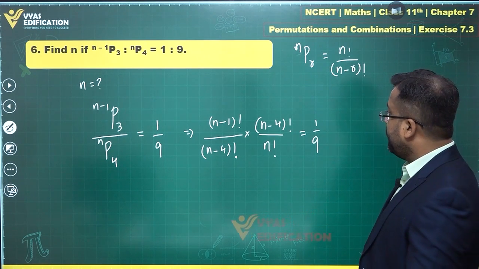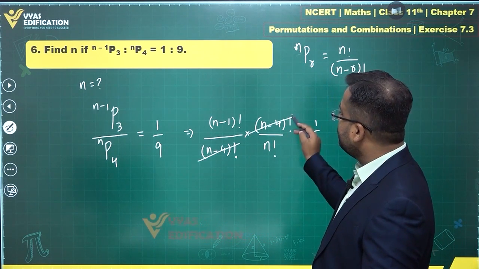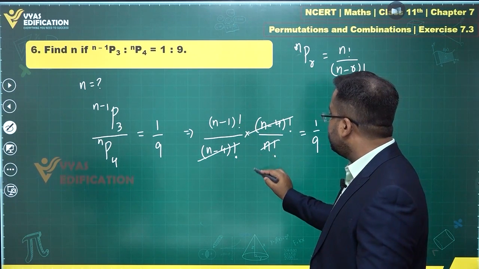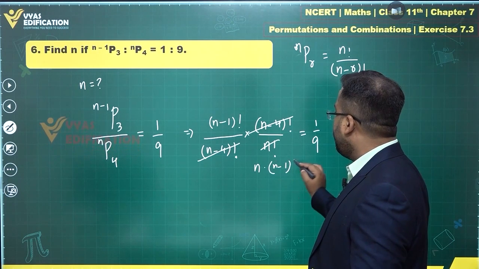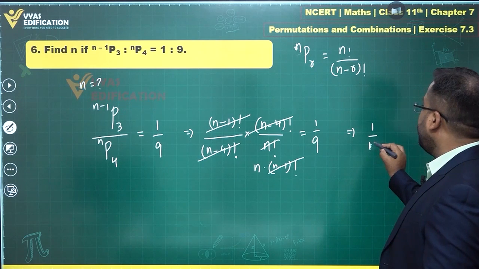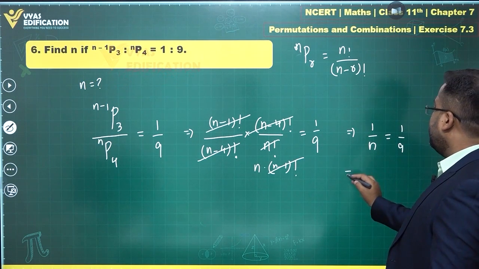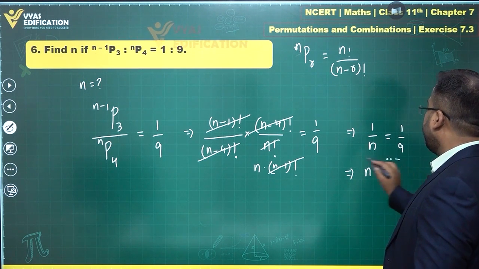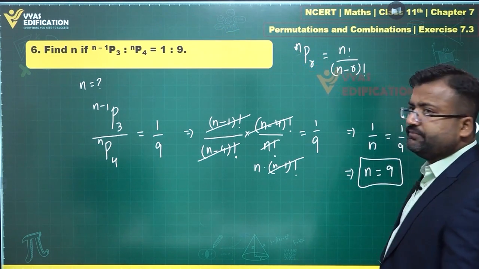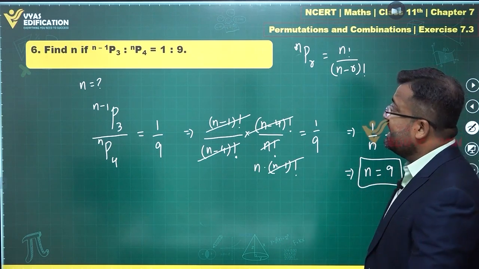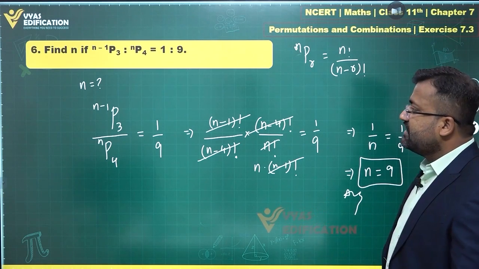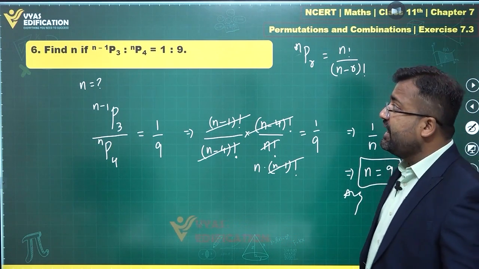Since this is equal to 1 upon 9, you can see that these two terms will get cancelled. This has one extra term over here. n factorial is actually n times (n minus 1) factorial. This goes with this. Therefore, 1 upon n is equal to 1 upon 9, and this will tell me that n equals 9. That is my answer for this question. n equals 9 is the final answer for question number 6, as you can see behind me. That's a complete solution for this question. Let's move on to the next one.